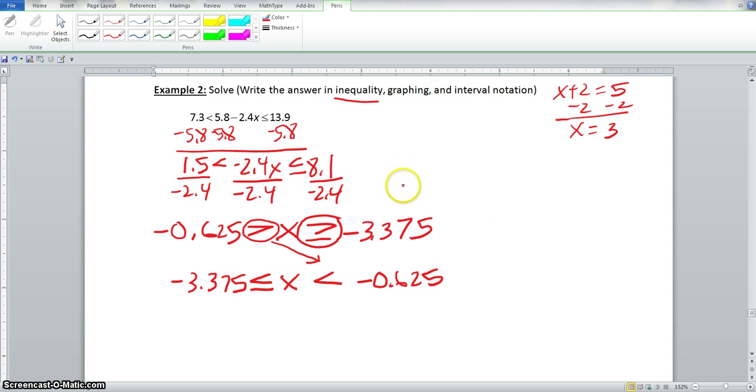Now we have to do graphing. Now, what I'm going to do with the graphing is this here. I'm going to do two graphs. I'm going to explain to you why I'm doing two graphs in just a second.